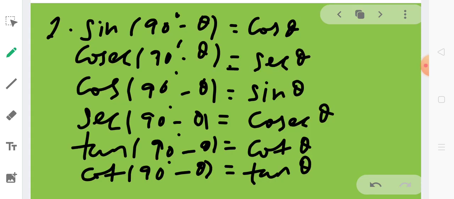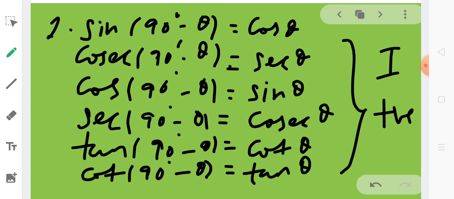Sine of 90 degree minus theta is equal to cos theta. Cosec 90 minus theta is sec theta. Cos 90 minus theta is sin theta. Sec 90 minus theta is cosec theta. Tan 90 minus theta is cot theta, and cot 90 minus theta is tan theta. Now all these angles, 90 degree minus theta, lie in the first quadrant. So all the trigonometric ratios are positive. You can see that all of them are positive as the angle lies in the first quadrant.